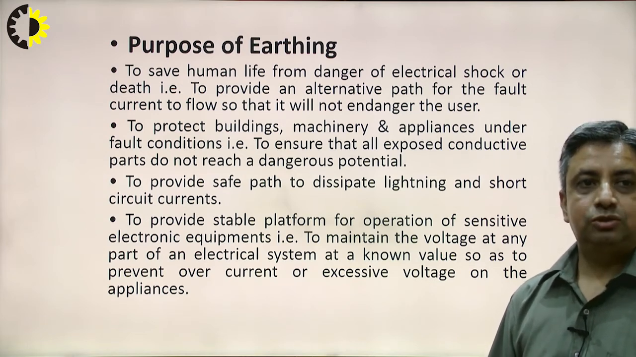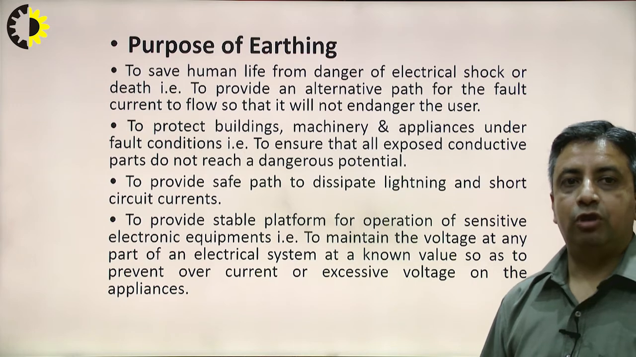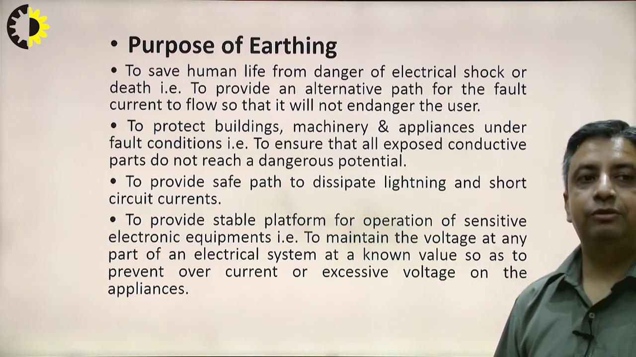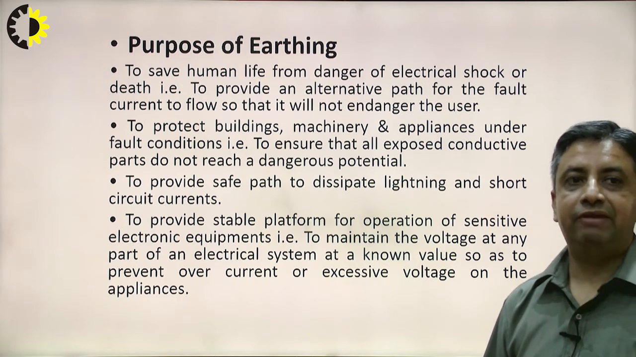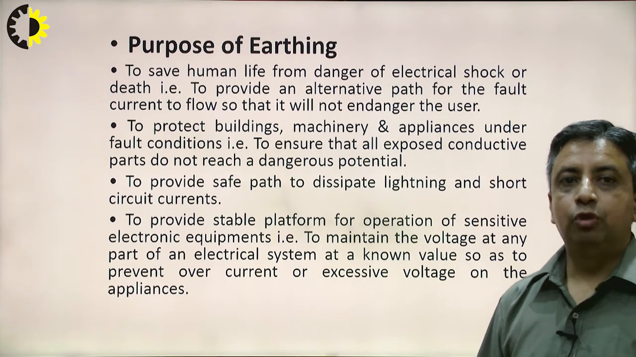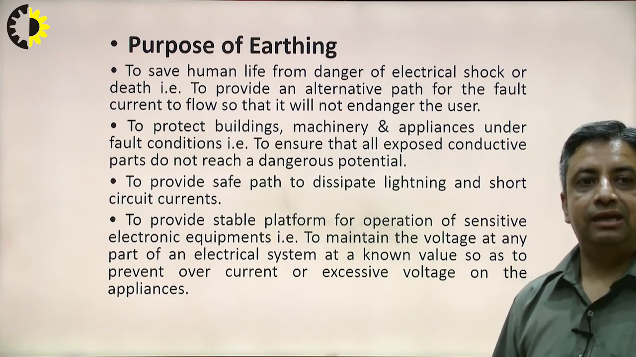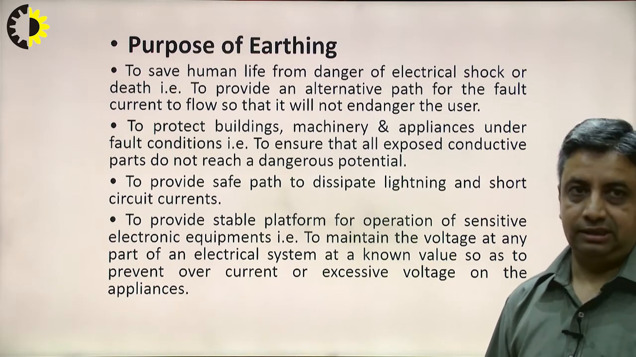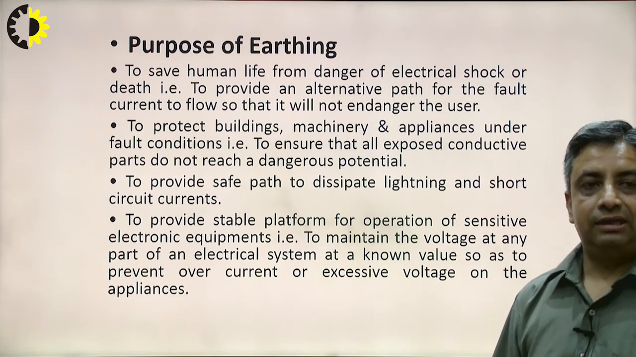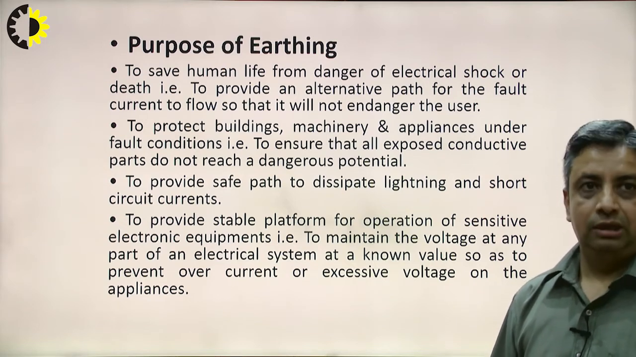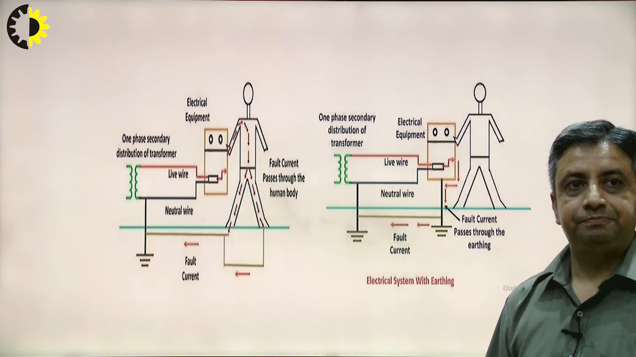The last is to provide a stable platform for the operation of sensitive electronic equipment. That means we know that electronic equipment is very sensitive to voltage fluctuation. Now, to maintain the voltage at any electrical part of the system, we generally use this earthing concept. So, these are the important points that are required for earthing.